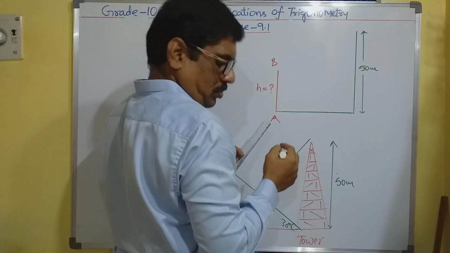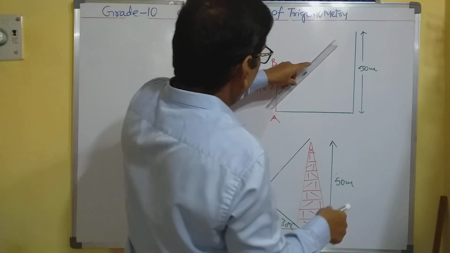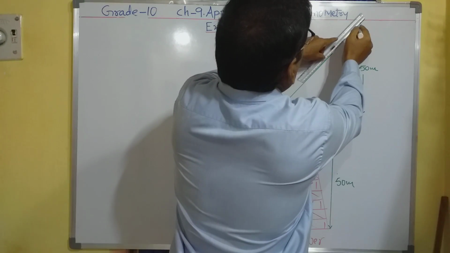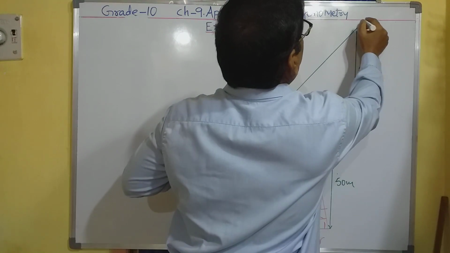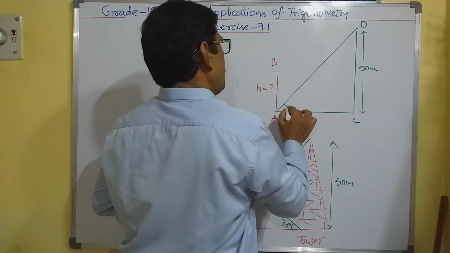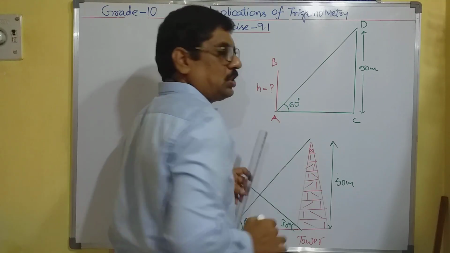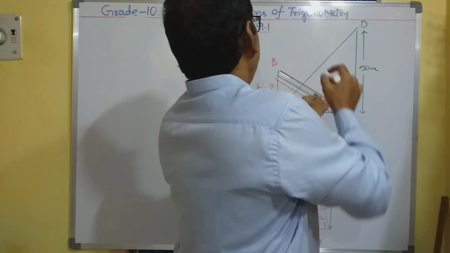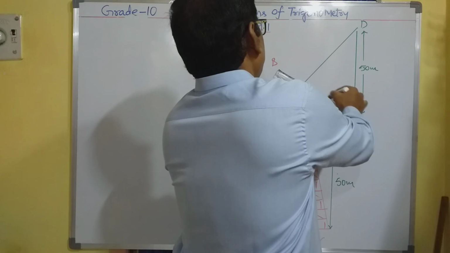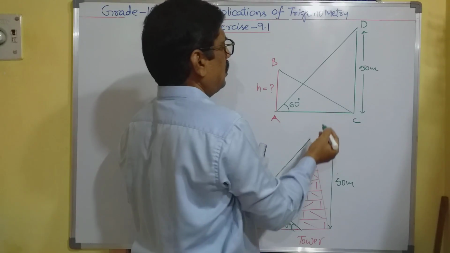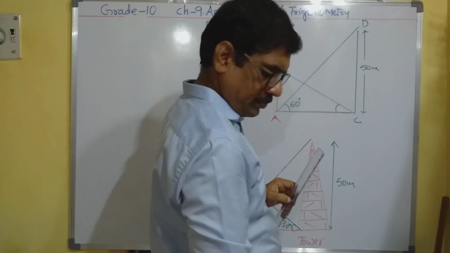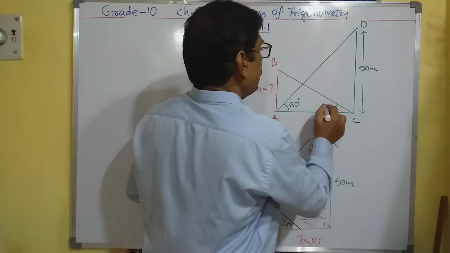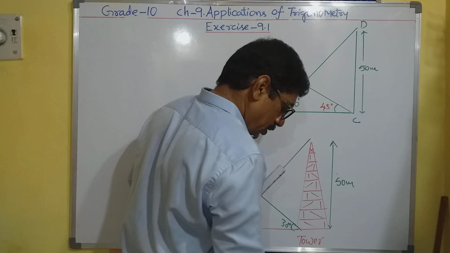Now, if you observe from this point A to the point B, CD is the tower. The angle of elevation is 60 degrees. And if you observe the top of the building from the bottom of the tower, the angle of elevation is, how much is it? 45 degrees. Okay.